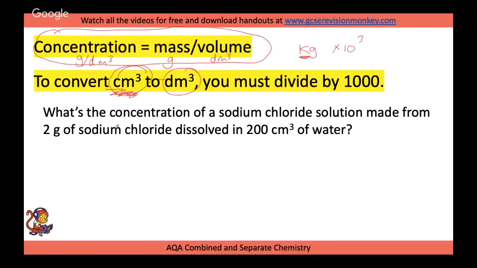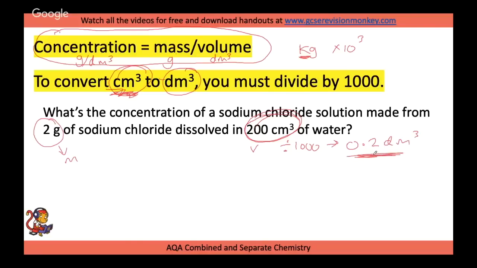So let's look at this one. It says, what's the concentration of a sodium chloride solution made from 2 grams, that's the mass, of sodium chloride dissolved in, there's your banana skin, 200 centimetres cubed of water. They're trying to make you slip up. So that's the volume, but we need to divide that by 1,000 to turn it into decimetres cubed. So we get 0.2 decimetres cubed.